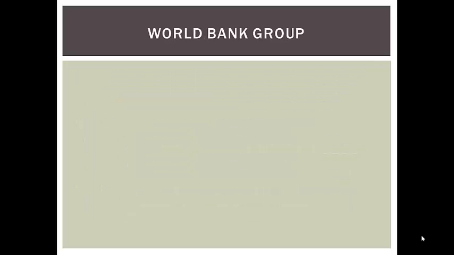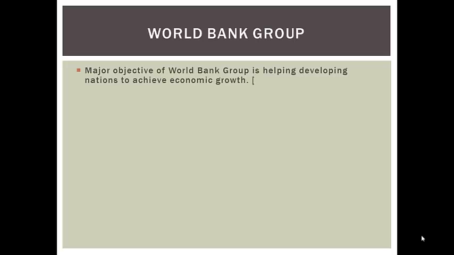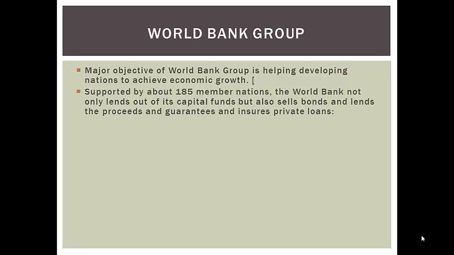Another way to help countries is through international organizations, and one of those organizations is the World Bank. So let's talk a little bit about the World Bank Group. The major objective of the World Bank Group is helping developing nations achieve economic growth. That's what the World Bank is trying to achieve: to help those developing countries prosper. It's supported by about 185 member nations. The World Bank not only lends out its capital funds but also sells bonds and lends the proceeds, and guarantees and insures private loans. So there are many functions that the World Bank has.